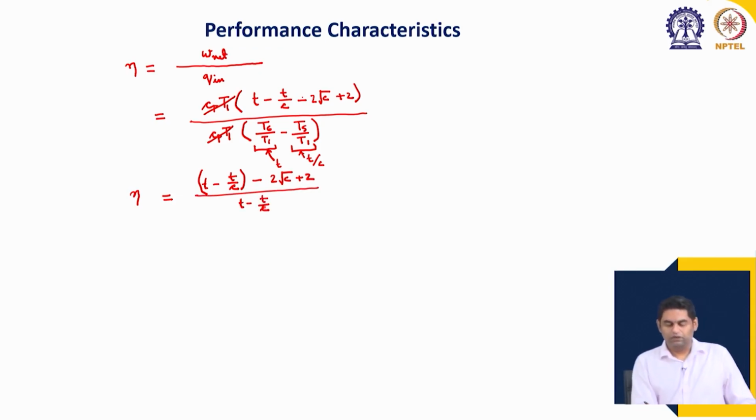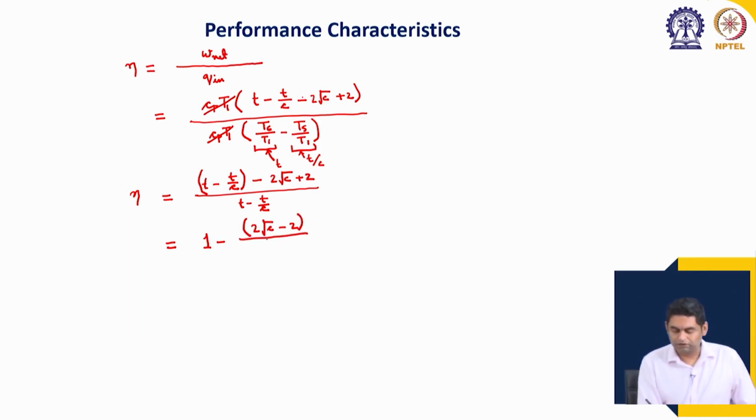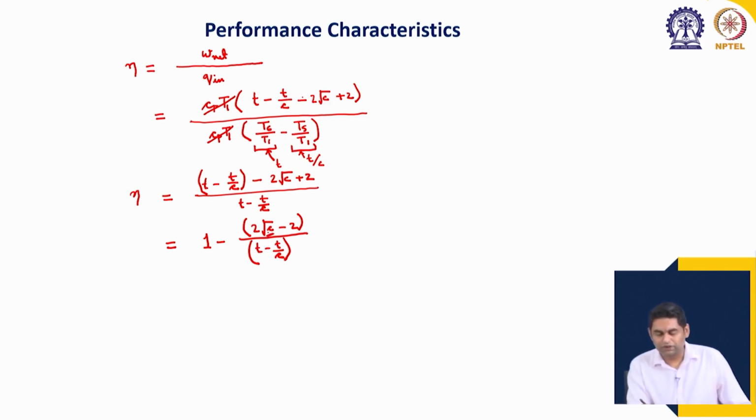Or we can write in a slightly different form. This is equal to 1 minus 2 root C minus 2 by T minus T by C. So, this is the efficiency in terms of the pressure ratio, which is embedded in this C. C is the pressure ratio to the power gamma minus 1 by gamma. So, in terms of pressure ratio and the temperature ratio, like for all the cases we have already derived.